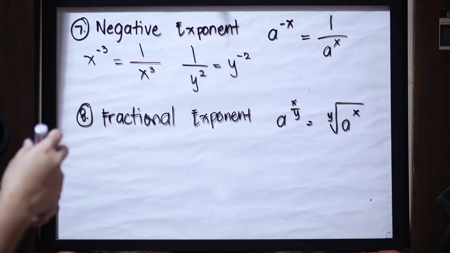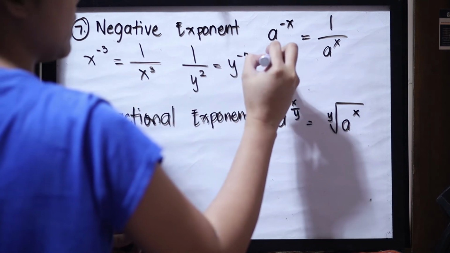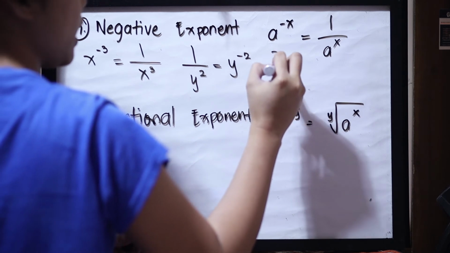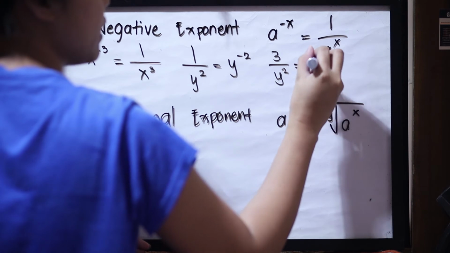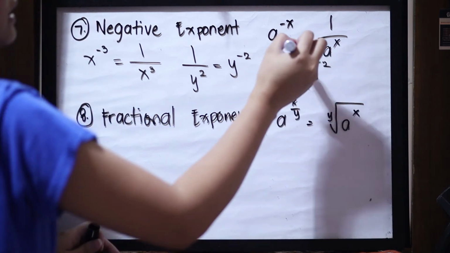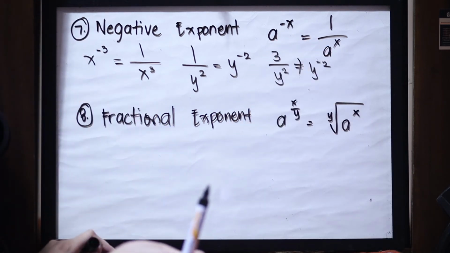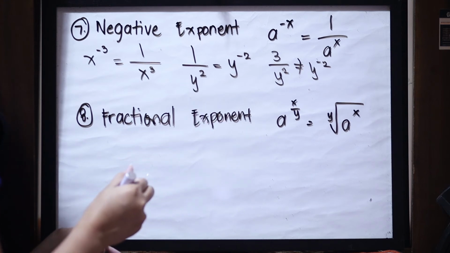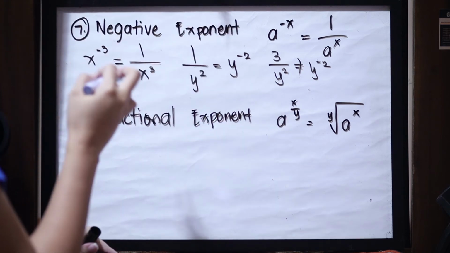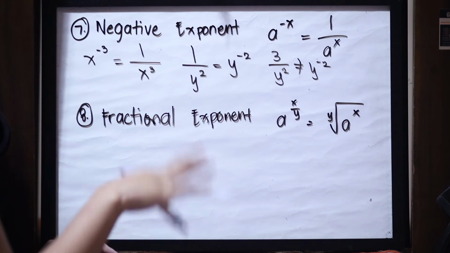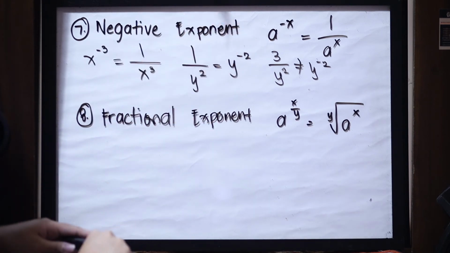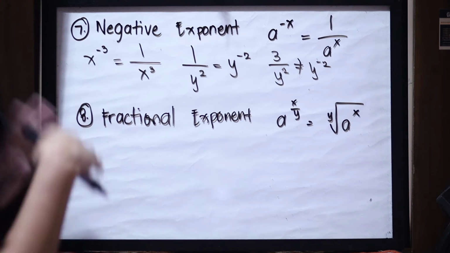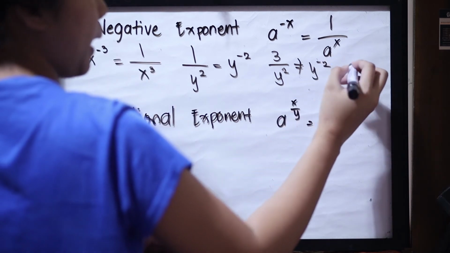Pero what if? What if lang? Ang given ay 3 all over y squared. Ma'am, pwede ba natin itong isulat as y raised to negative 2 lang? Hindi po. Pwede nyo siyang i-rewrite using the negative exponent na rule. Pero pag hihiwalayin nyo yung 3 at saka yung denominator na y squared. Paano yun gagawin, ma'am? Ganito lang po.